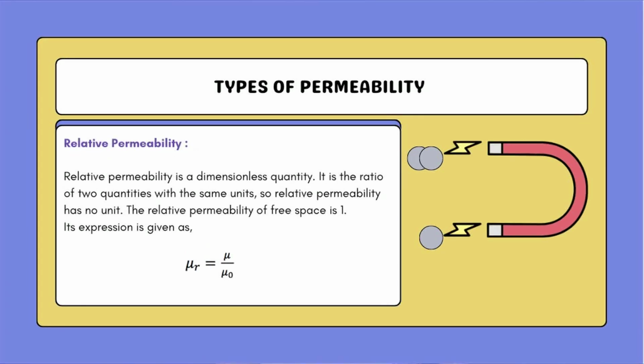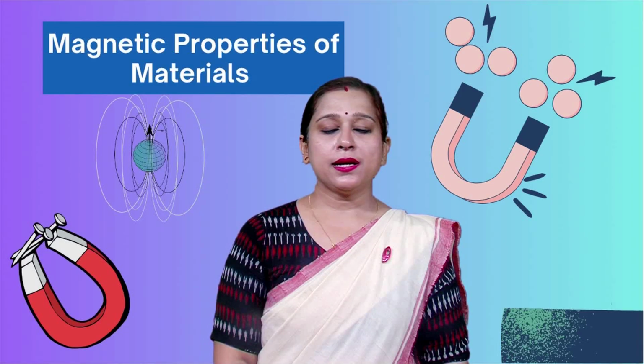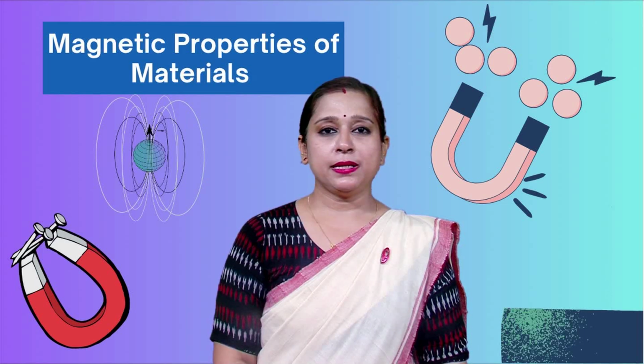Relative permeability is a dimensionless quantity. It is the ratio of two quantities with the same unit. So, relative permeability has no unit. It is the ratio of permeability in free space to the permeability in medium.